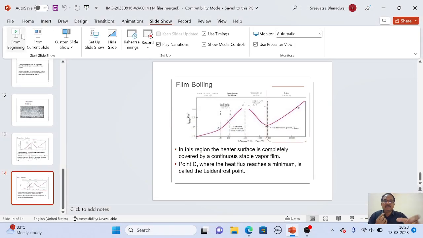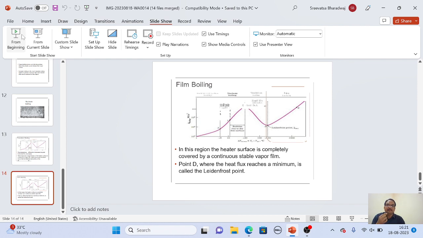So there are four boiling regimes. Using these boiling processes, for film boiling and nucleate boiling we use heat transfer correlations, and by using heat transfer correlations the heat transfer is calculated.